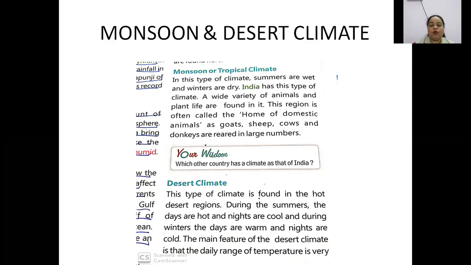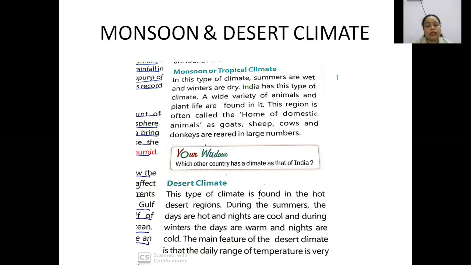Understood? A wide variety of animals and plants are found in this forest, and this region is often known as the home of domestic animals like goats, sheep, cows and donkeys, which are found in large numbers. So these types of animals are found in these types of regions.